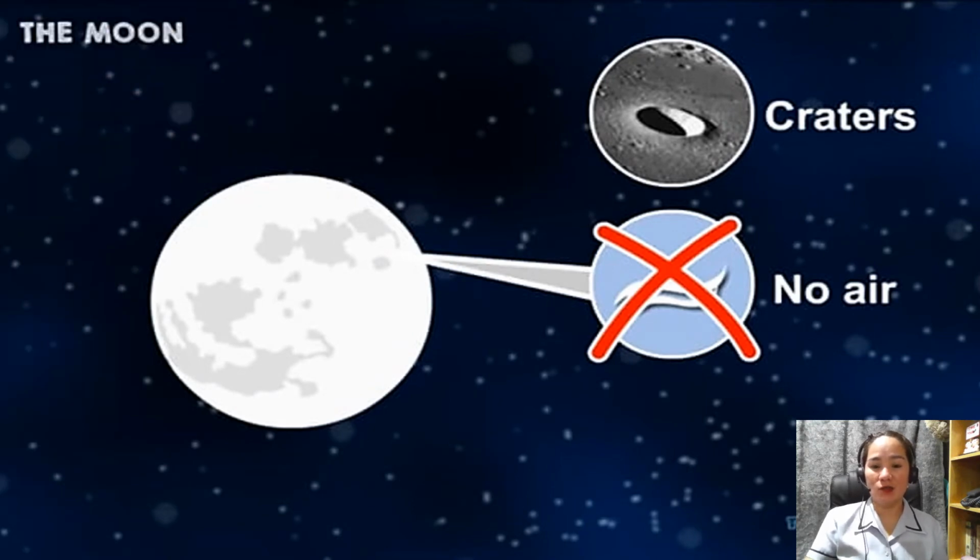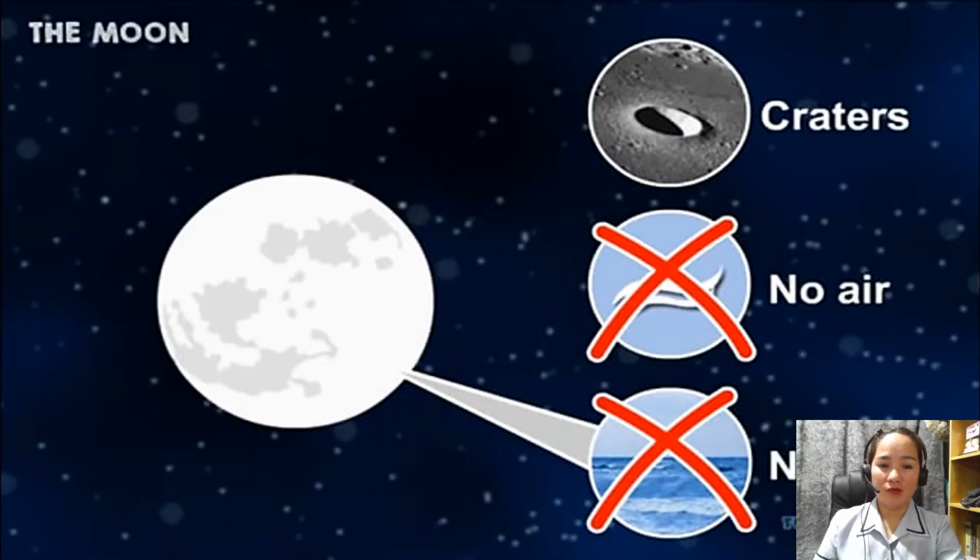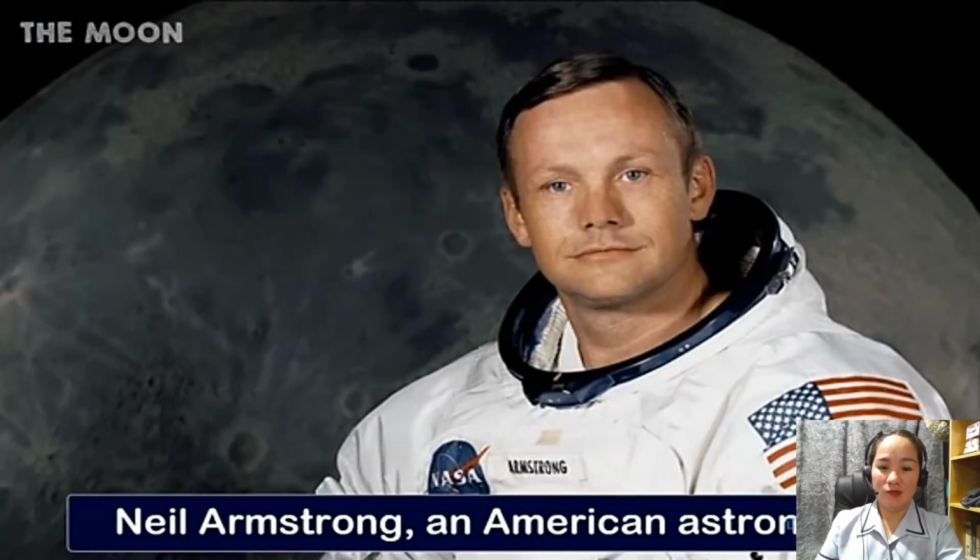The moon has no air. It does not have water. So there is no life on the moon. But people have visited the moon. So, do you know this person? This is Neil Armstrong, an American astronaut. He was the first person to step on the moon.